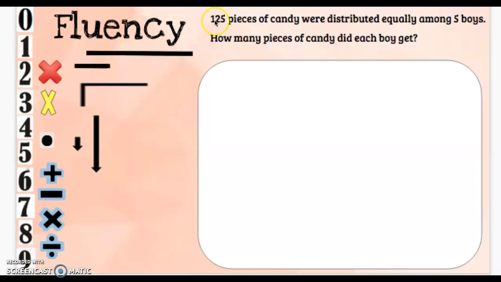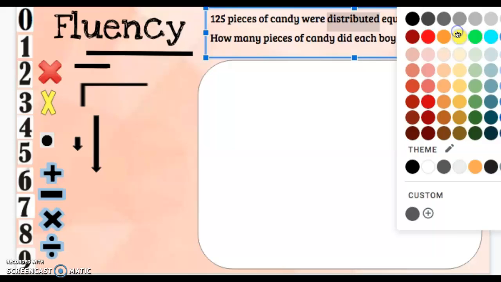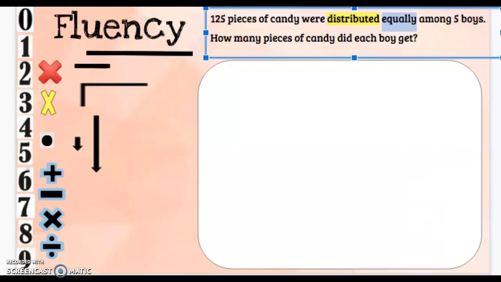Today's fluency says that there were 125 pieces of candy that were distributed equally among 5 boys. How many pieces of candy did each boy get? So they're distributing equally to these boys.